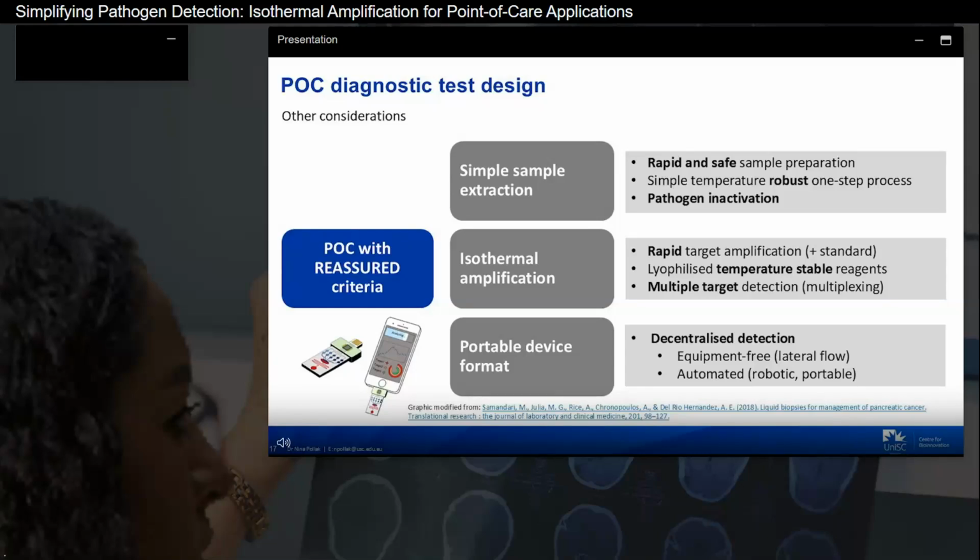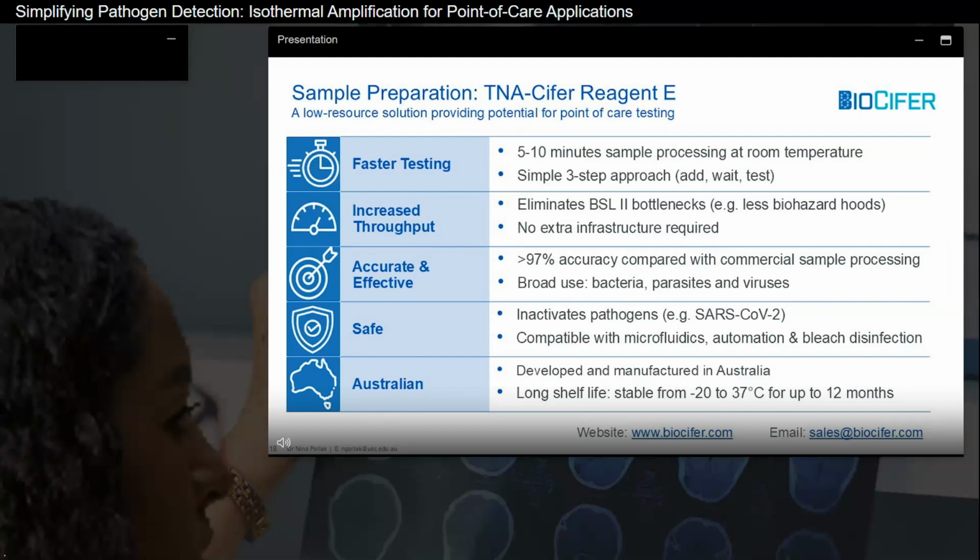I'd like to wrap up this section by focusing on something that often comes last in test design discussions, but it's actually the very first step in the process: sample preparation. It is easy to overlook, but without effective and safe sample preparation, even the most advanced diagnostic tests can't deliver accurate results.